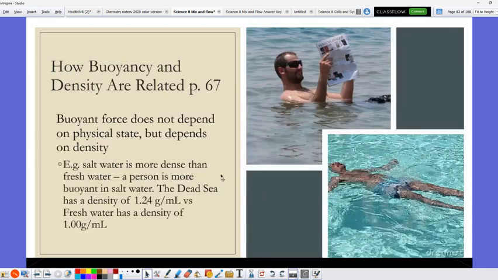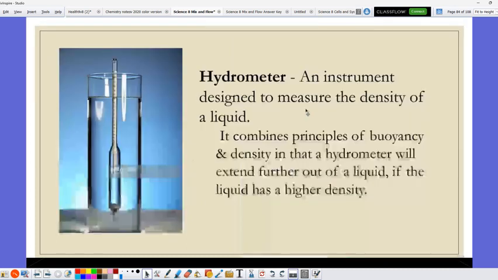And how are buoyancy and density related? The higher the density, the greater the buoyant force. The lower the density, the lower the buoyant force. So here's a person in the Dead Sea, literally just sitting there reading a paper. He doesn't have to do anything because the density of the Dead Sea is 1.24. Freshwater density is 1. And your human body is slightly more dense than water, not a whole lot more. That's why if you take in a big breath of air, you could float in the pool. And if you let all the air out, you tend to sink.